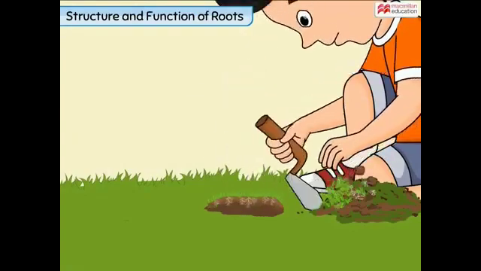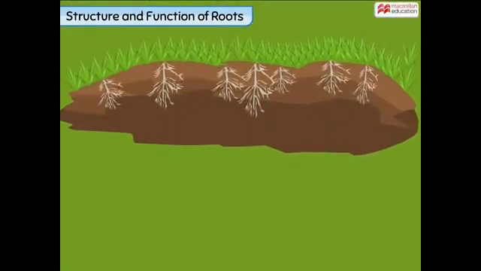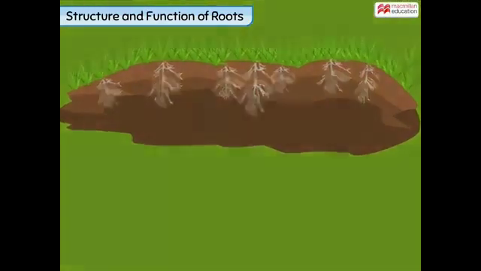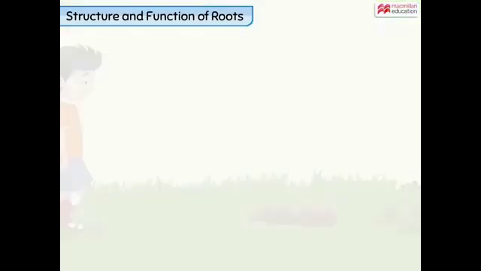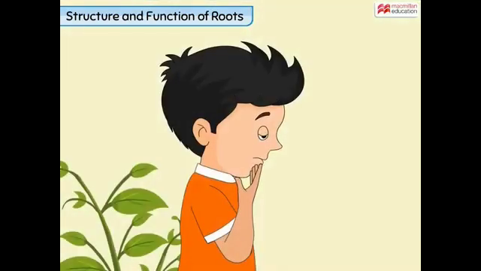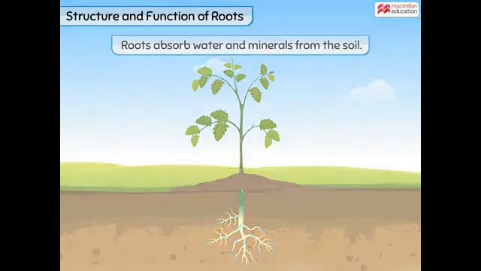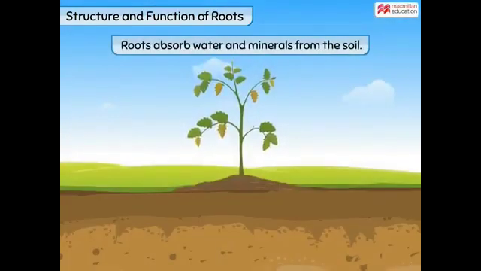Now look at this boy digging holes in the soil. While making the holes, the boy removed the roots of some grass plants. After a few days, he noticed that the plants whose roots were removed dried up and died. Can you think of the reason why the plants died? Roots absorb water and minerals for the plant from the soil. In the absence of roots, the plants could not get water and died.